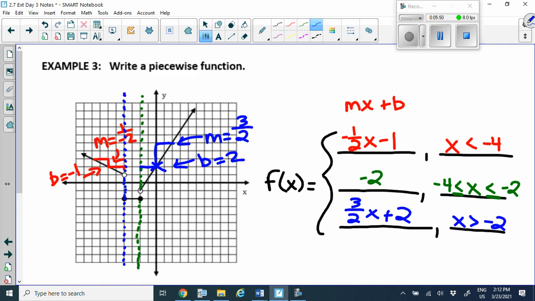Now, do I have an equal bar? No, because that circle is open. So that would be our inequality. So this would be our final answer for our piecewise function.